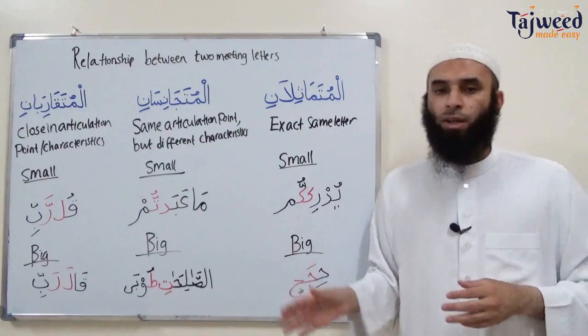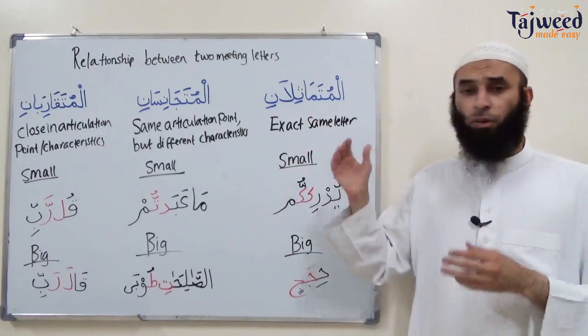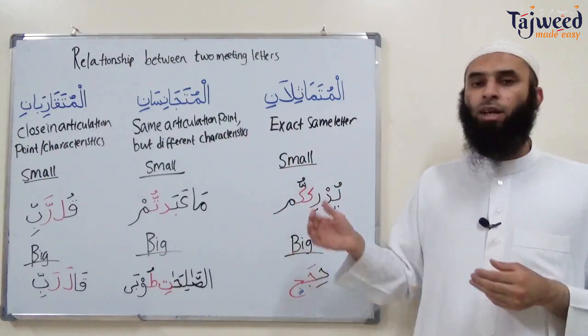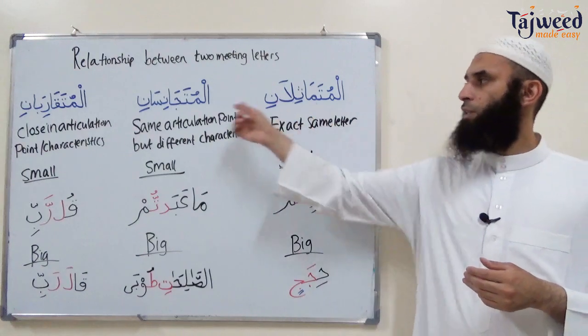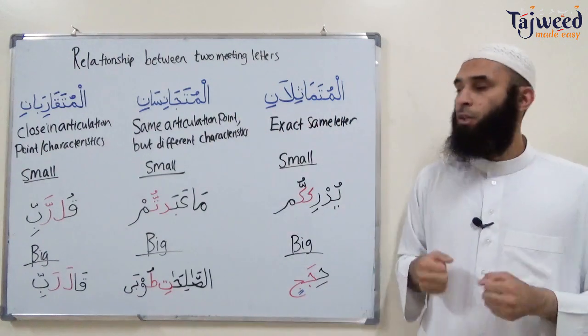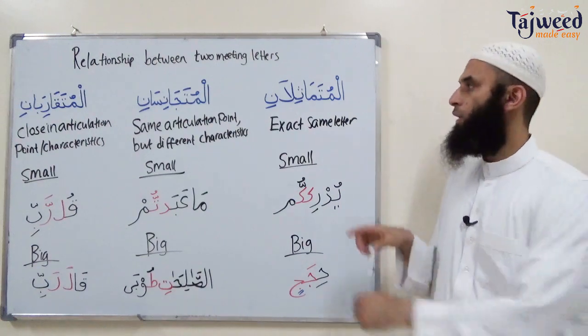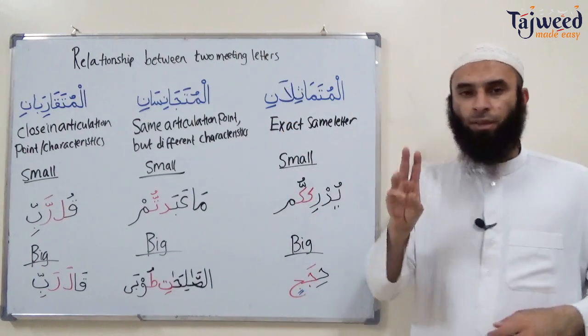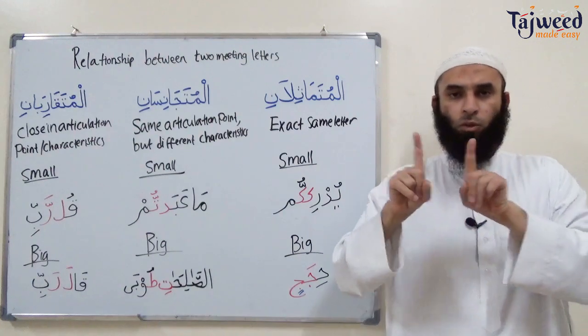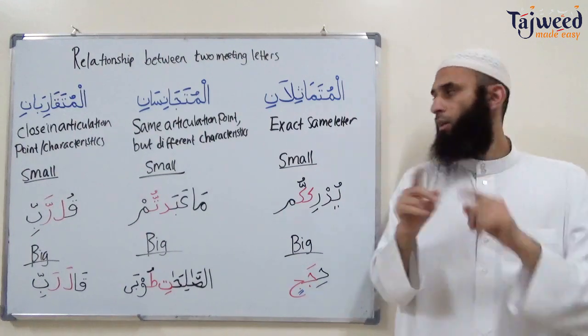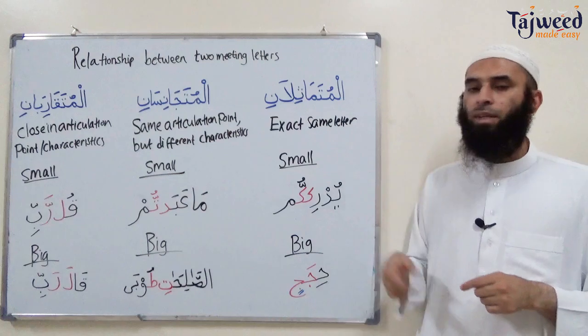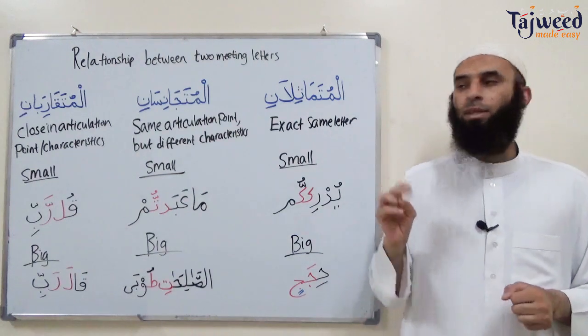Now here on the board, we're just going to summarize the topics that we're going to learn. Then straight after this, we're going to do the first two parts in more detail. So the relationship of letters next to each other is of three categories. Number one, letters which are al-mutamathilan. So two letters which are next to each other. These letters are the exact same letters. Mutamathilan means the exact same letters.